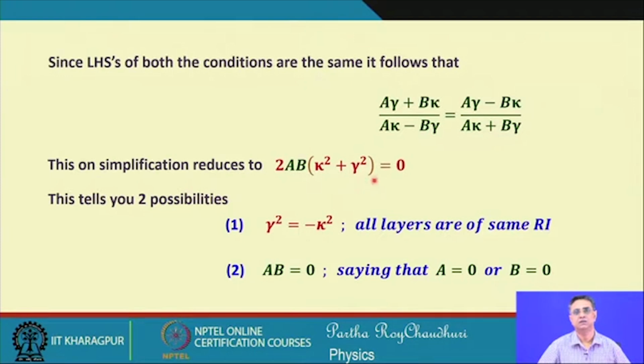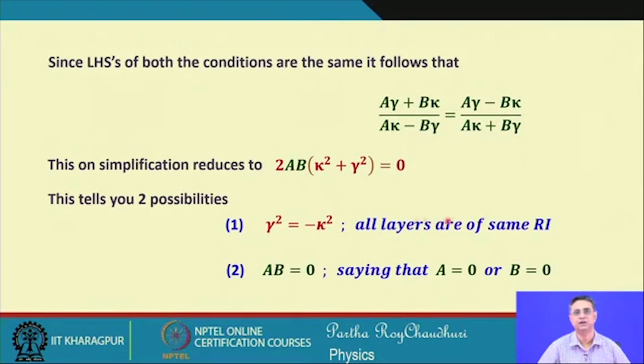Now, once we have this equation in hand, it tells you two possibilities. First one is that either kappa square plus gamma square must be equal to 0. In that case, gamma square equal to minus kappa square, but that means n1 and n2 are equal. If you look at the definition of kappa and gamma, because beta will cancel, k0 n1 square will be equal to k0 n2 square. So, that means n1 is equal to n2, that means all layers are the same, there is no waveguide, there is no interface. So, that is a trivial condition.